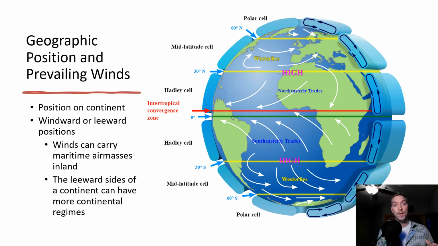Next, we're going to move into geographic position and the prevailing winds. Depending on your position on the continent, whether you're in the windward or leeward position of the dominant global winds like the westerlies or the trade winds, this will have a dominant effect on your climate. Winds, for example, can carry maritime air masses much further inland. Or if you're on the leeward side of a continent, you can have a much more continental climate regime.